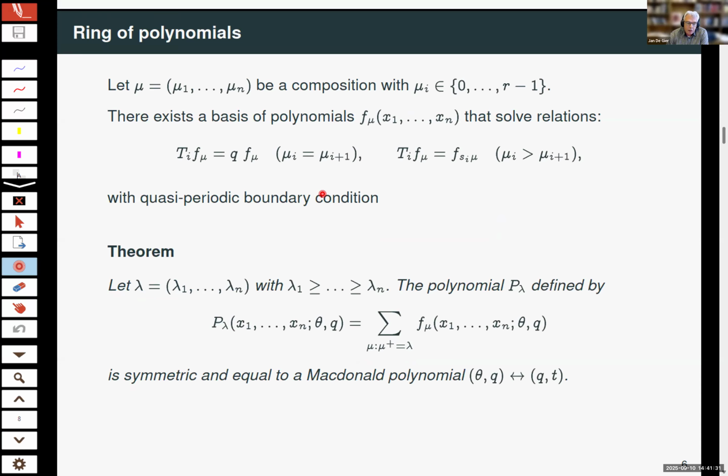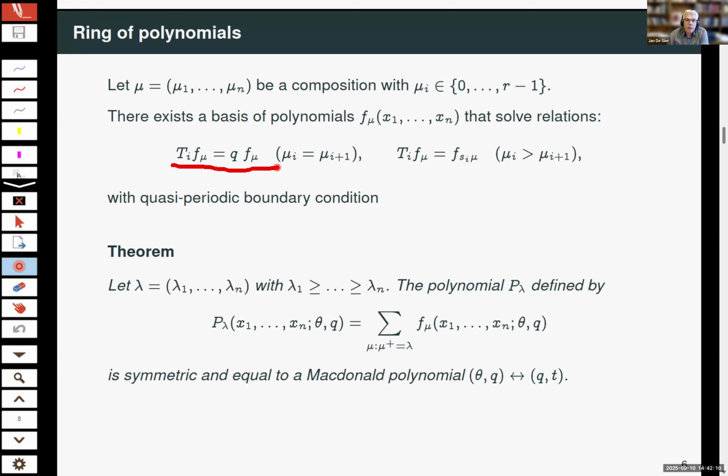So now there are special families of functions that form like a distinguished basis under the action of Hecke. And they are labeled by compositions. So a composition is just a sequence of numbers, mu_1 up to mu_n, where the mu_i are taken from some fixed set, 0 to r-1. And a particular basis that I'm interested in, there are many different distinguished bases, but one in particular I call f_mu, satisfies the following relations.